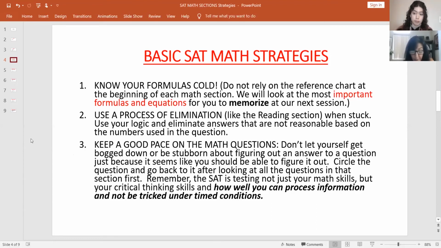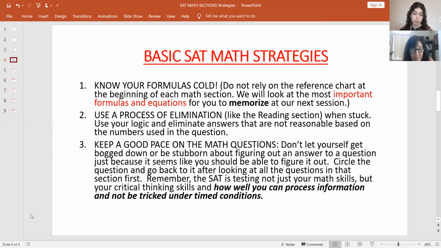Don't let yourself get bogged down or be stubborn about figuring out an answer to a question just because it seems like you should be able to figure it out. If it's taking you more than a minute, circle the question. You can even pick a possible guess answer and go back to it after you've looked at all the questions in the section at first.